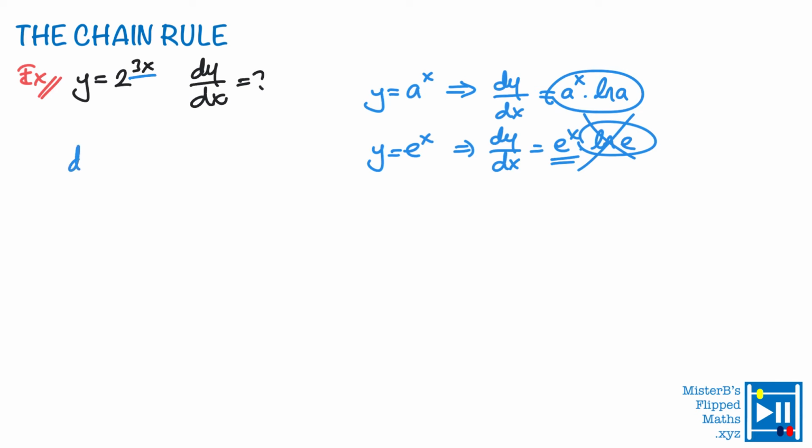So it's going to be, let's write dy over dx. It is going to be 3 times 2 to the power of 3x. So far, so good. And then I'm going to write the base with the natural logarithm, which is ln 2. So this is what happens if you have an exponential function with the base different than e.